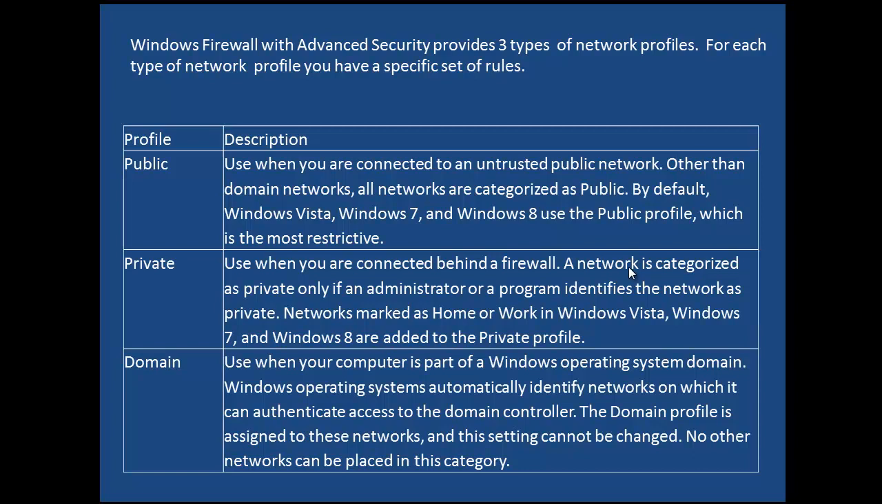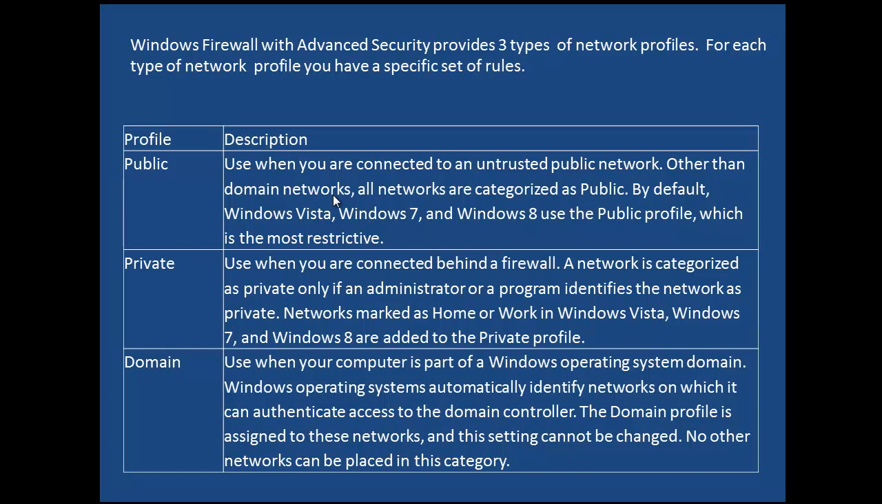For example, you have the public profile. The public profile is usually the internet. When you are connecting to a network that you don't trust, that's untrusted by your network, you categorize that as public. And by default, your client computer uses the public profile rules. And this profile is the most restrictive of the profiles.